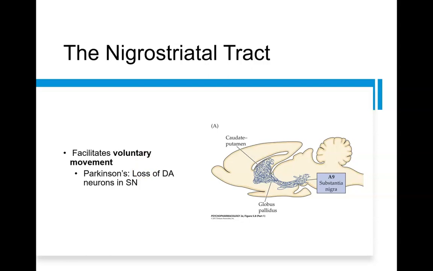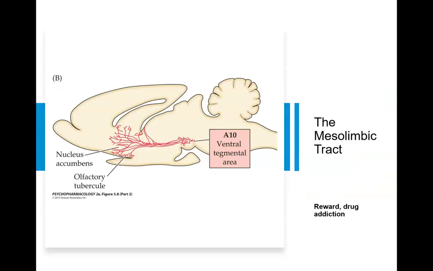The nigrostriatal tract is really critical for voluntary movement. You can see here we start in the substantia nigra and we terminate in the areas of the basal ganglia, including the caudate, the putamen, and the globus pallidus. In Parkinson's disease, one of the things that we find is that there is a loss of dopaminergic neurons in the substantia nigra, and as a result, we have difficulties with movement.